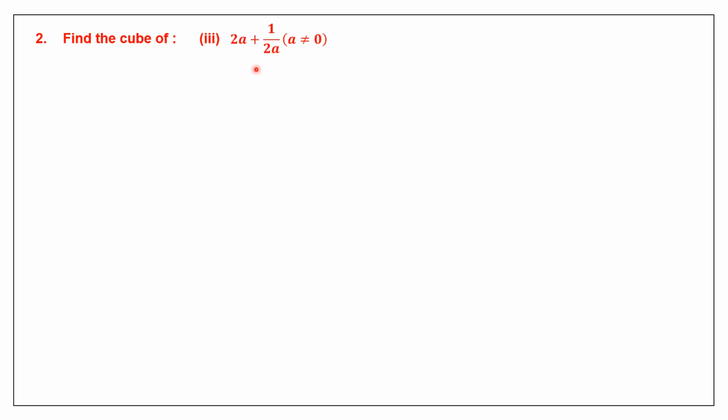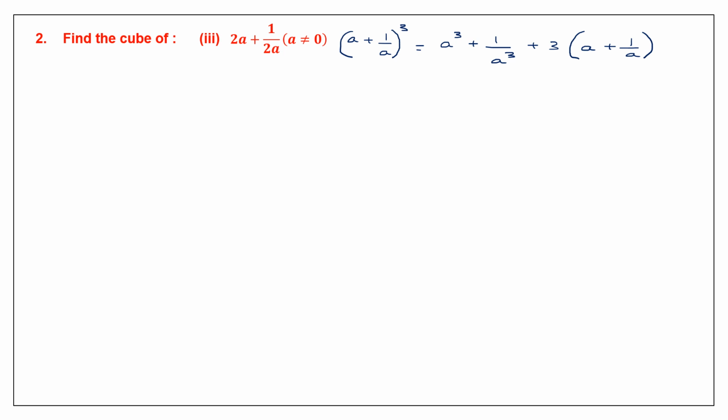The third question is 2a plus 1 by 2a. We have to find the cube of this, and a is not equal to 0. So here, what is the expansion that we are going to use? We are going to use the expansion a plus 1 by a, the whole cube. Now this one is the same format. 2a is a and again 1 by 2a, so 1 by a. So we're going to use this format. And what is the expansion for this? The expansion is a cube plus 1 by a cube plus 3 into a plus 1 by a.